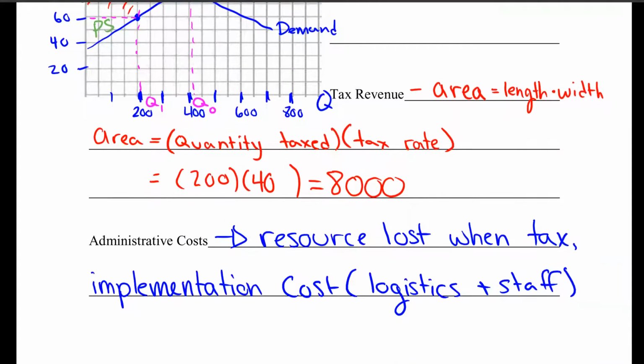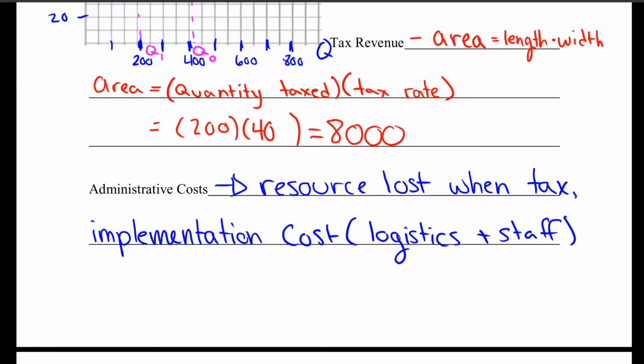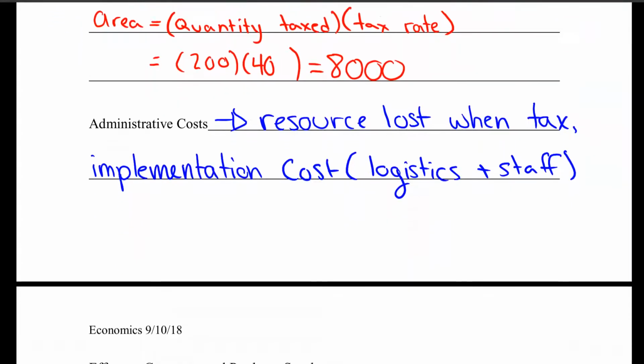All taxes come with an administrative cost. That's going to be the cost of administering the tax or implementing it. So we have to pay people to audit the tax. We have to pay people to keep track of who's paid their taxes, right? All of those costs come out of our tax revenue.